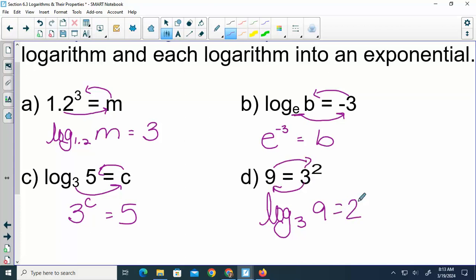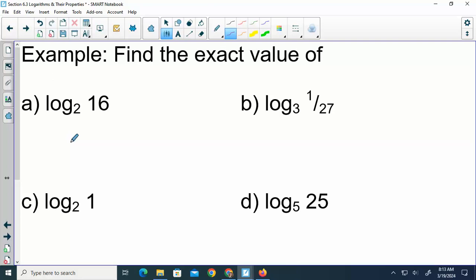All right, are we good with those? So we should know how to go back and forth between the two. Now let's start evaluating some logs. You have a log button on your calculator. However, that button is log base 10. There is a way on the graphing calculators to get to other bases, but it's not super convenient. But really, we need to be able to evaluate these without a calculator because ultimately we're going to start having problems with variables in them, right? So we don't just want to plug things in the calculator, we want to think about what it means.